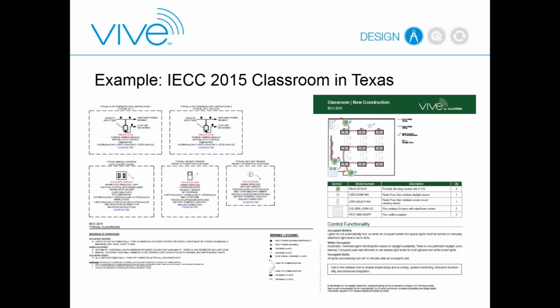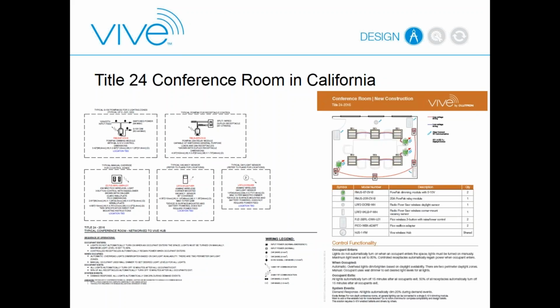So, an example being, if I have an IACC 2015 classroom in Texas, I take a look at my application diagram, attach that as reference, copy and paste the spec typical CAD documents there on the right into my title block, and I've got my design for the space. If I'm doing a conference room in Title 24 for California, the process is the same. Get your application diagram on the right, copy and paste the CAD typicals there on the left, and you've got your design for your Title 24 conference room in California.